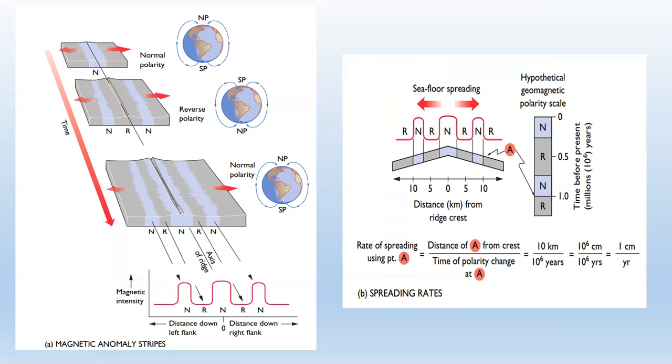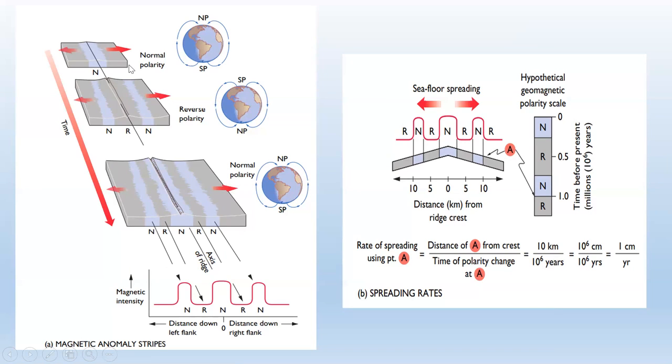The last two, the model gives the rates of closure. And the first two is the separation of the motion. So you can see that the rate of motion is not everywhere the same. So it is very necessary to calculate the rate of spreading. To calculate it, we can directly use this formula. Here we can use the distance A from the crest and then the time of polarity change at that point.